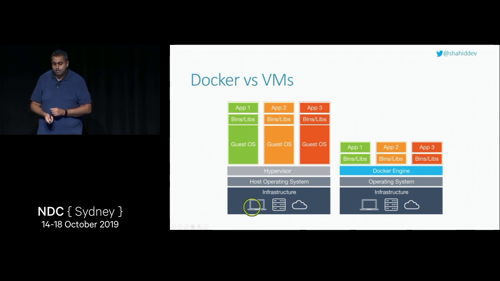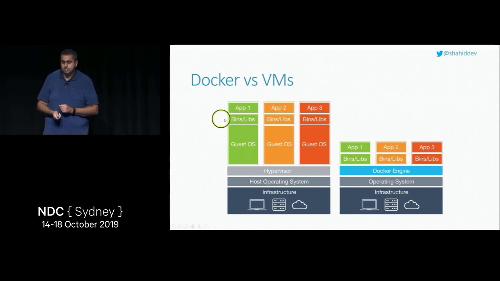We have classic infrastructure. This could be the cloud provider, this could be on-prem. We have a host operating system. Then we have this hypervisor, and this hypervisor is the layer which gives you the isolation guarantees that VMs have. And then we have our VMs. Each VM has a guest operating system, some binaries and libraries that your application is using, and then your application code itself. Every time we want to run a VM, we replicate the guest OS, and then we have our binaries and libraries, and we have our application code.